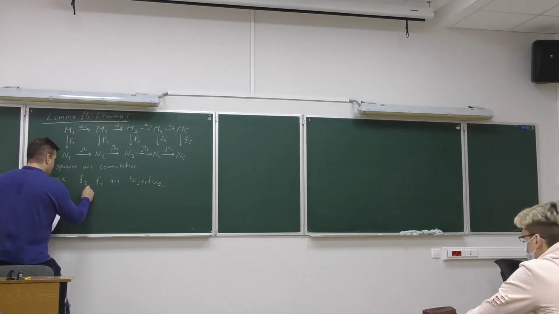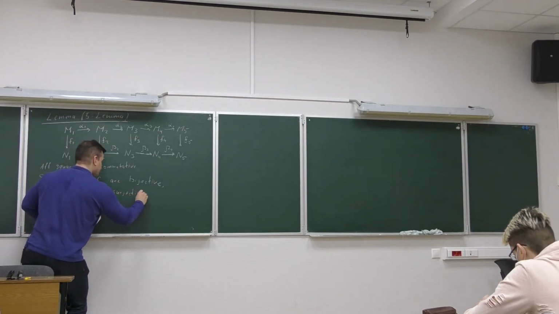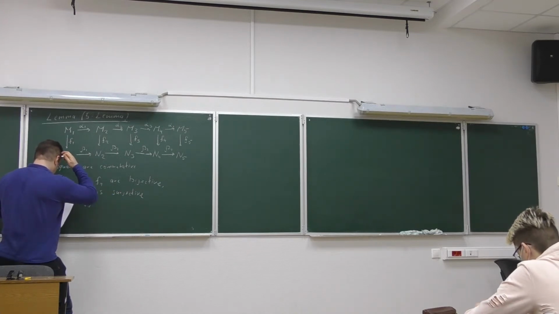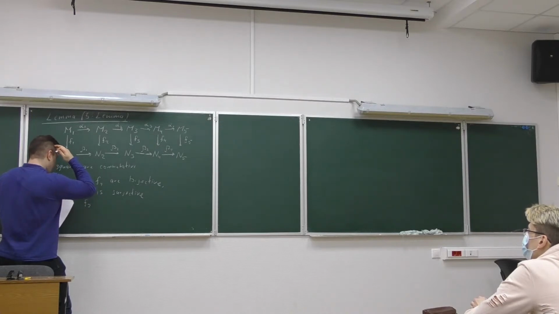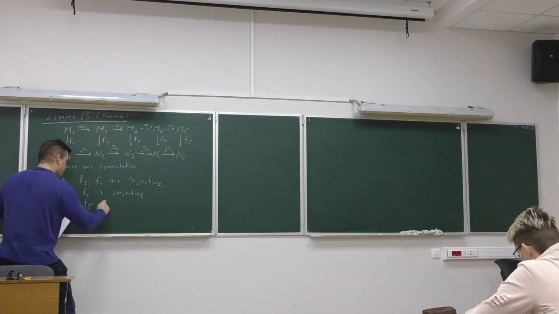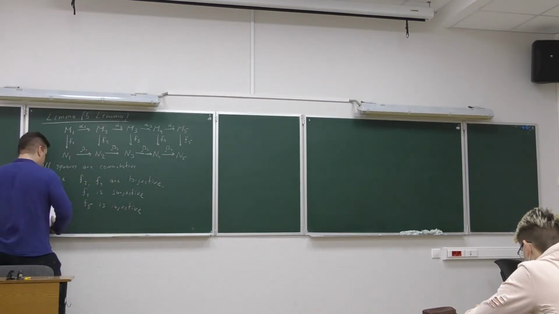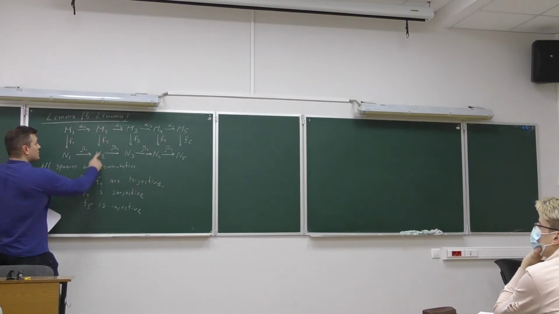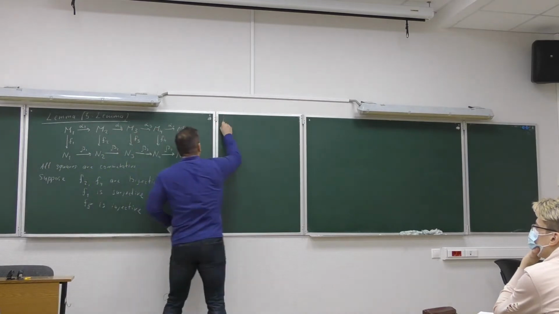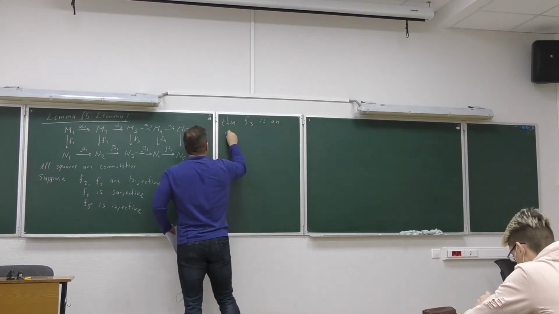The second assumption is that F1 is surjective. And the last assumption is that F3 is... no. I have also assumptions about F5. So the assumption about F5 is that this is injective. Yeah, so F2, F4, F1, F5. So if you have these, then the conclusion is that F3 is an isomorphism.